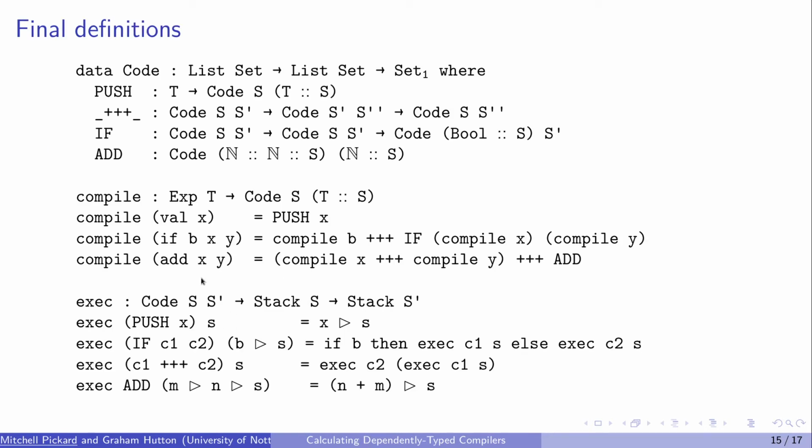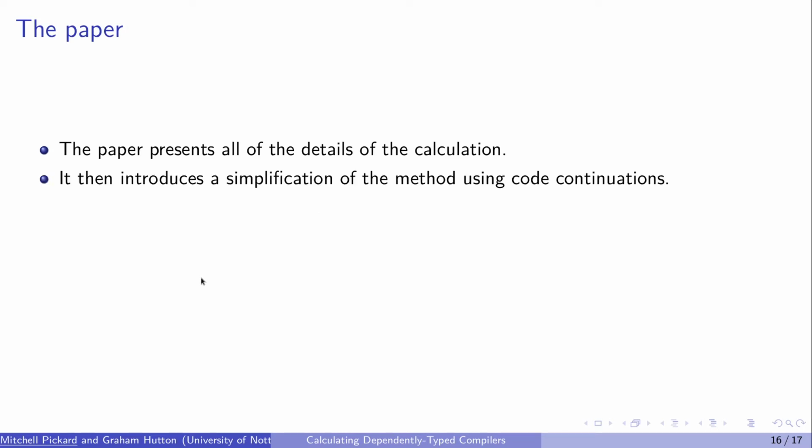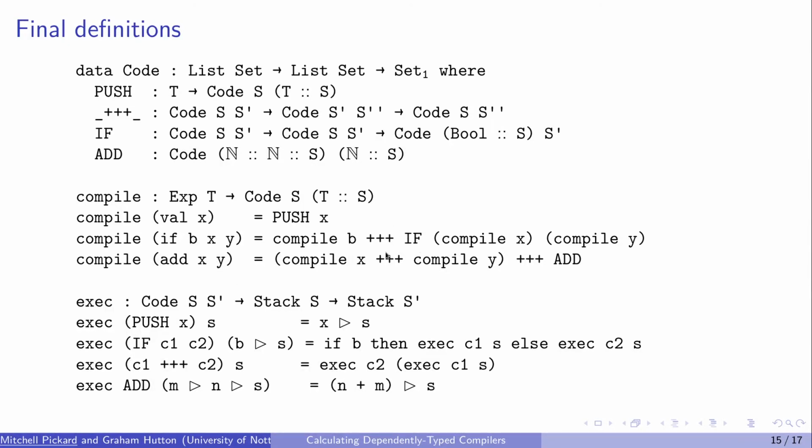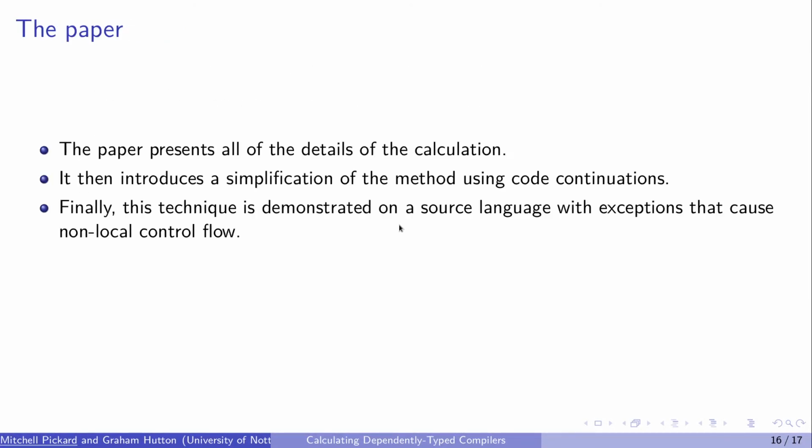Obviously, we skipped many steps. There are multiple other cases that we didn't cover, but the paper has all of the details. And then it also introduces a simplification of this method using code continuations, which lets us get rid of all of these appends. Finally, the paper demonstrates the technique on a more complicated source language that adds exceptions. These cause non-local control flow, where the stack doesn't just grow and shrink linearly, demonstrating that the technique works on more complicated examples. And again, it's all type safe.